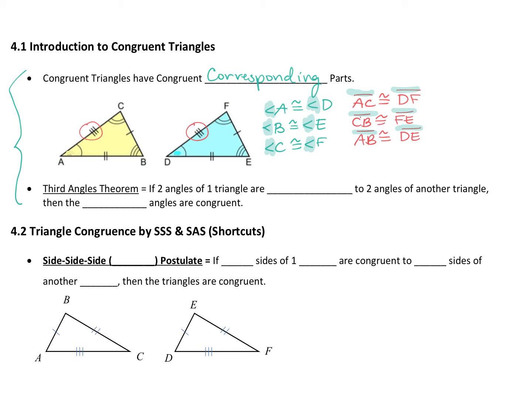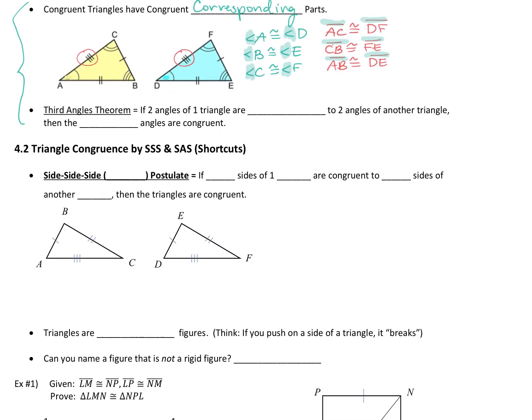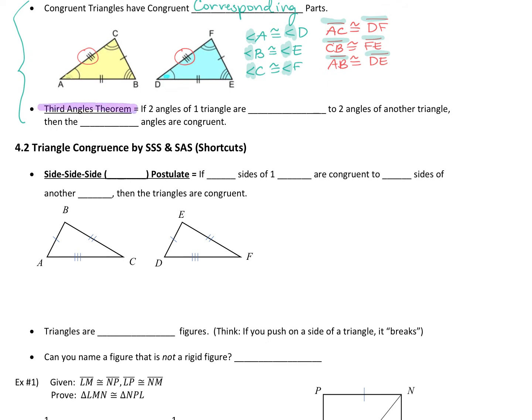But there's one theorem that gets talked about in 4.1 that will show up from time to time in 4.2, 4.3, 4.4, all of those. And that's called the third angles theorem. And it's exactly what it sounds like. It's all about the third angles in a triangle. So what it says is if 2 angles of one triangle are congruent to 2 angles of another triangle, then the third angles are congruent as well.